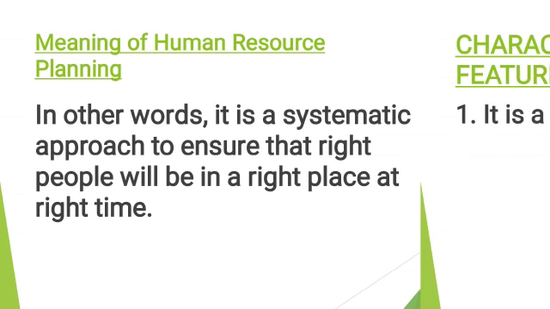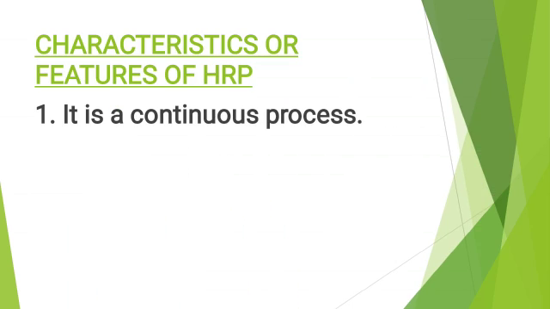Then let's move on to the characteristics or features of HRP. It is a continuous process. Human resource planning is a continuous process. Why is it continuous? Because we don't know when the employees will leave the organization. Suppose today somebody leaves the organization, then we cannot leave that place vacant for a longer period of time. We have to decide well in advance how it is to be filled, from which source we are going to fill those vacancies. Therefore it's a continuous process.